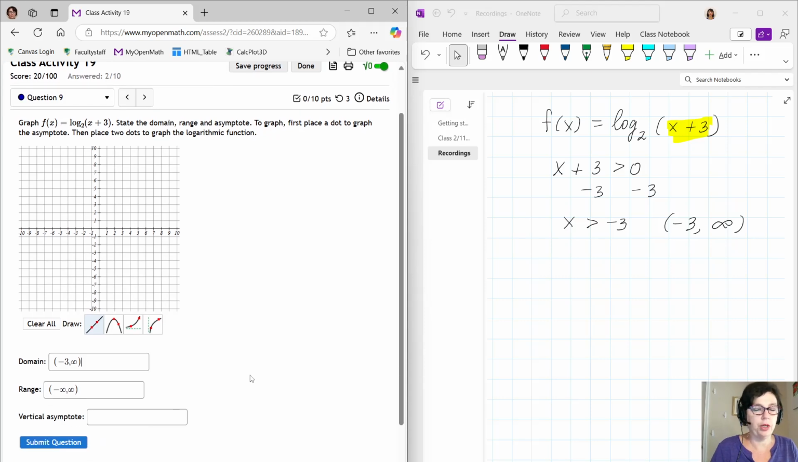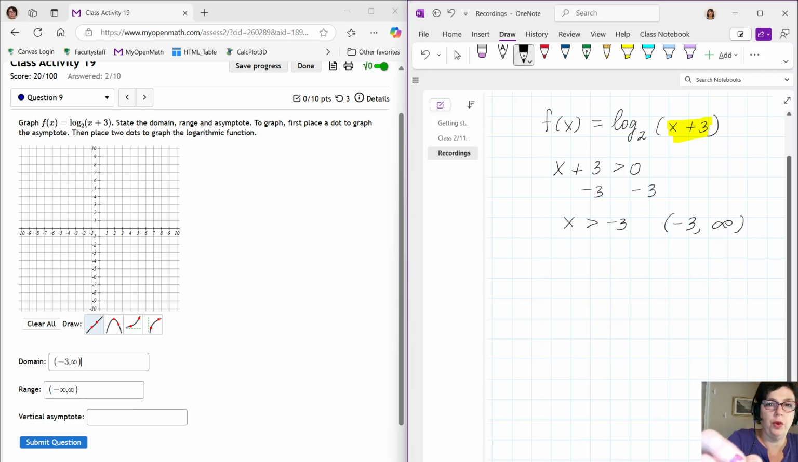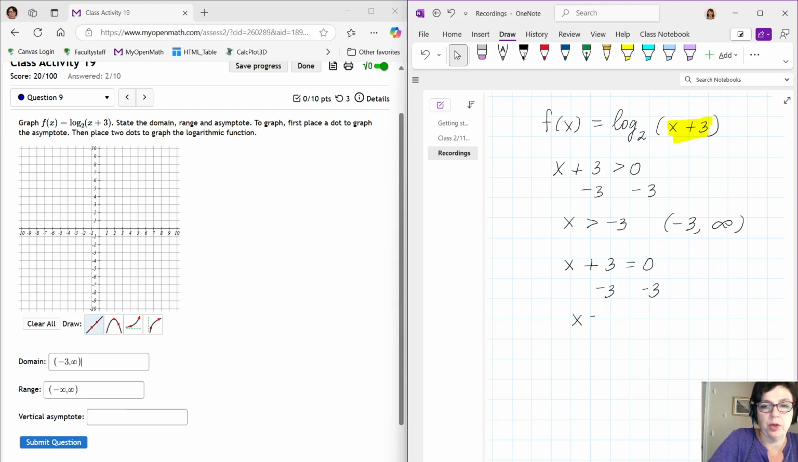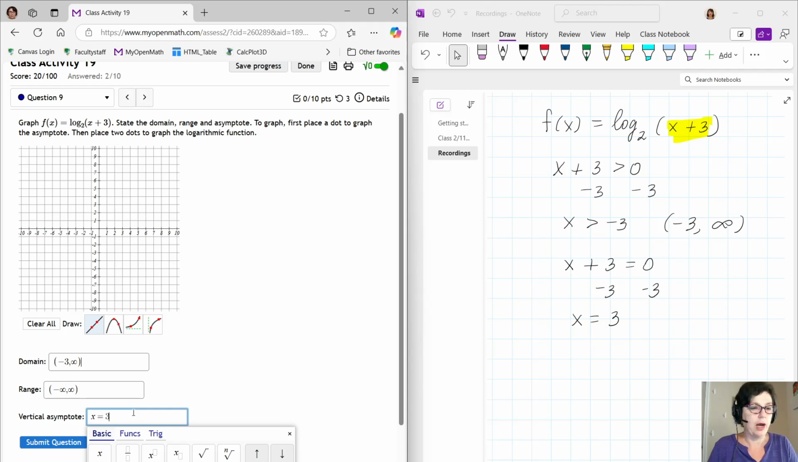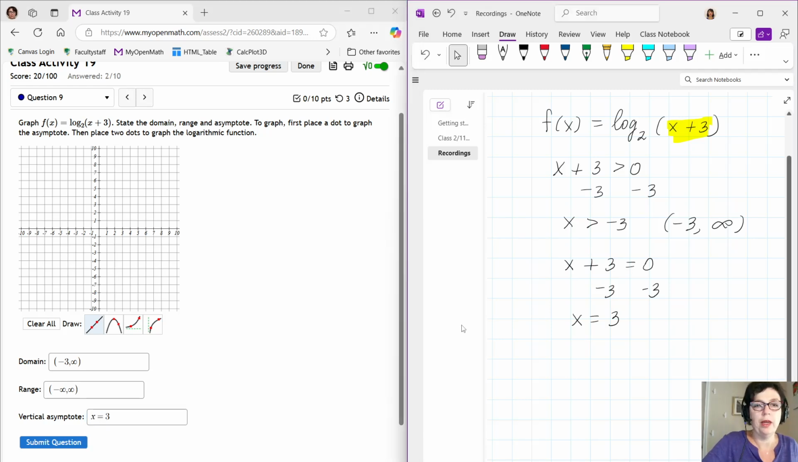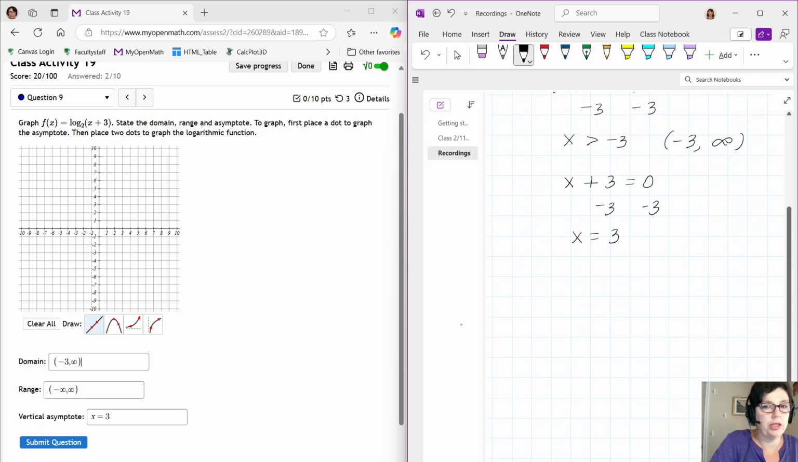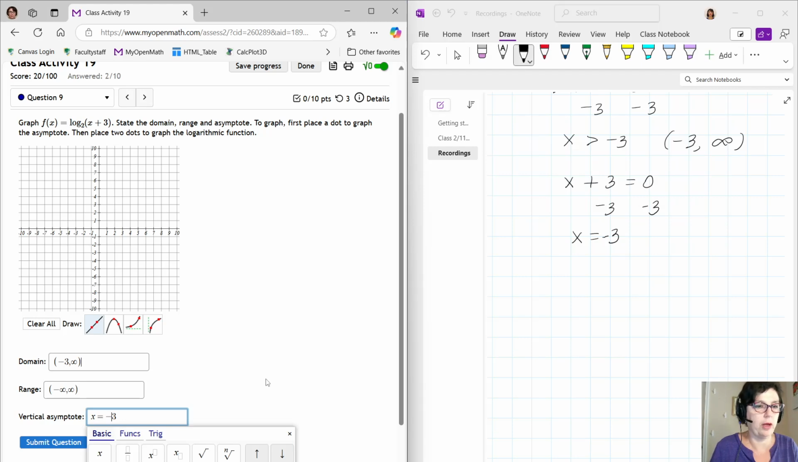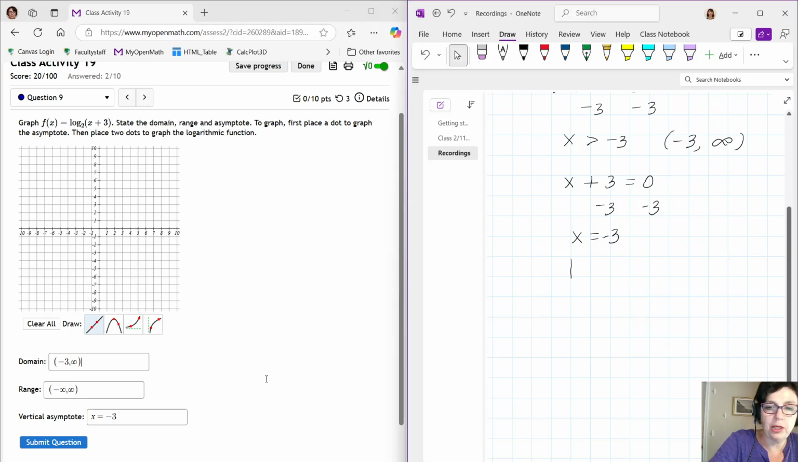Now, what about the vertical asymptote? So vertical asymptote happens if you make the argument of the log equal to 0 and you solve that for x. So x plus 3 equals 0. That will give you, by subtracting 3 from both sides, x equals negative 3. So that's the vertical asymptote. Sorry, I wrote 3 right here. That's a mistake. There should be negative 3, because I'm subtracting 3. Okay, so I've got the negative 3 for the asymptote, but now I need 2 points.